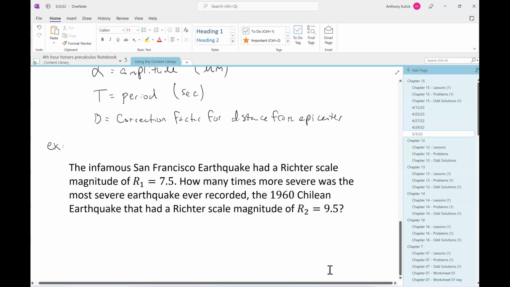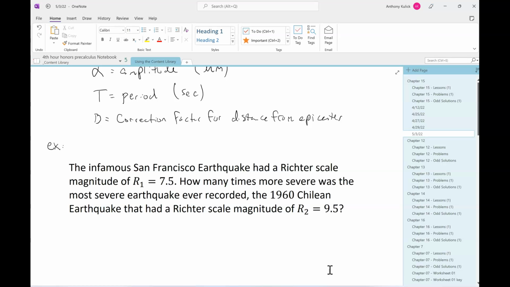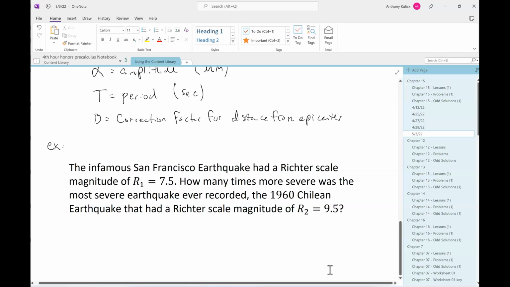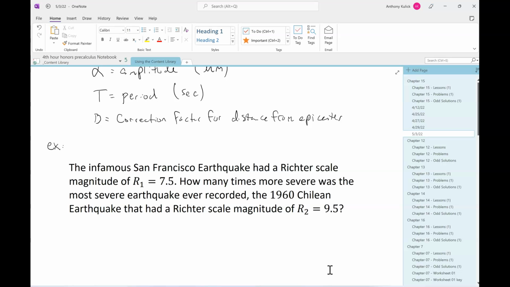All right. Let's look at an example. The infamous San Francisco earthquake. I think it's called infamous because it was the most intense earthquake on record in the continental United States. I emphasize continental because I'm sure there's something in rural Alaska that was probably worse, since you're sitting on the ring of fire there. It had a Richter scale magnitude of 7.5. How many times more severe was the most severe earthquake ever recorded, the 1960 Chilean earthquake, which had a Richter scale magnitude of 9.5?